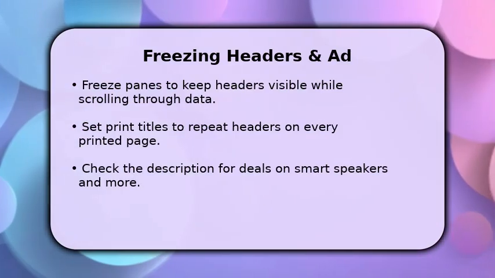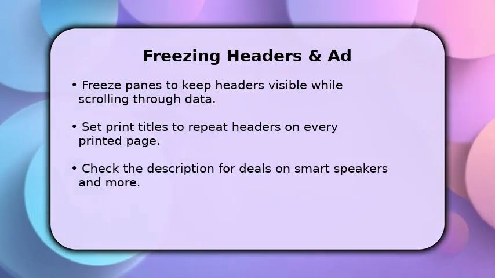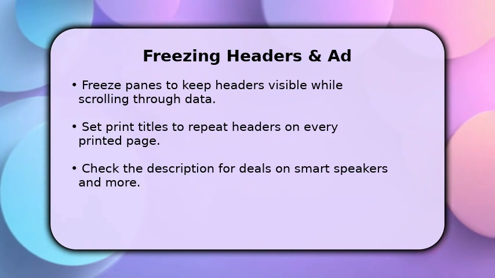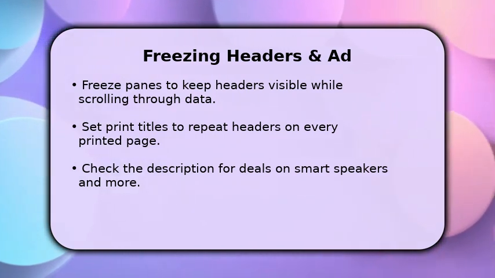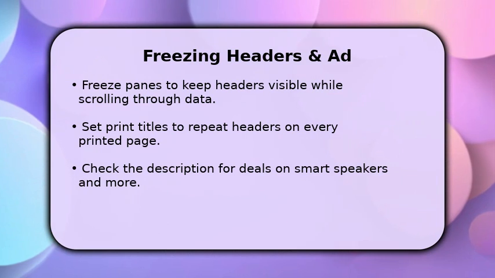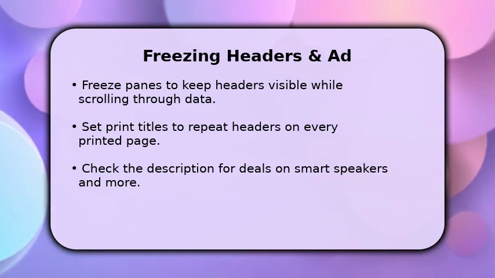To ensure your headers are always visible, even when scrolling through thousands of rows, use the Freeze Panes feature. Select the cell directly below your header row and to the right of your first column, then go to View, Freeze Panes. This locks your headers in place.